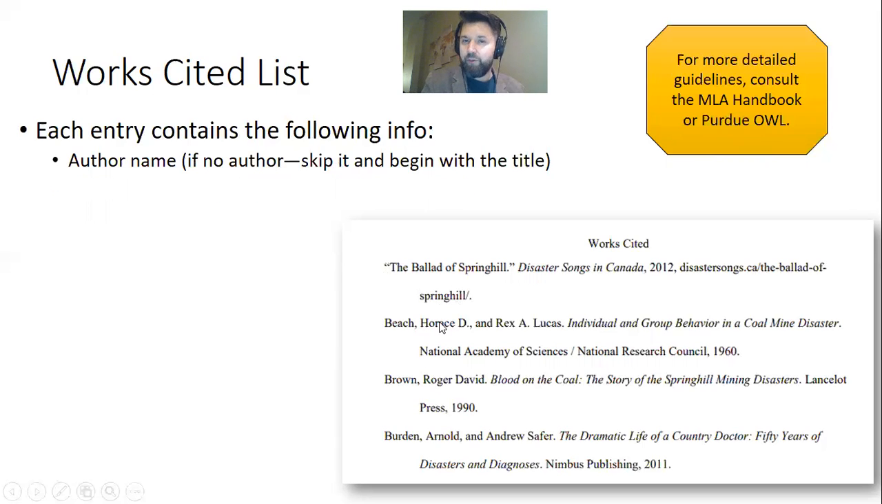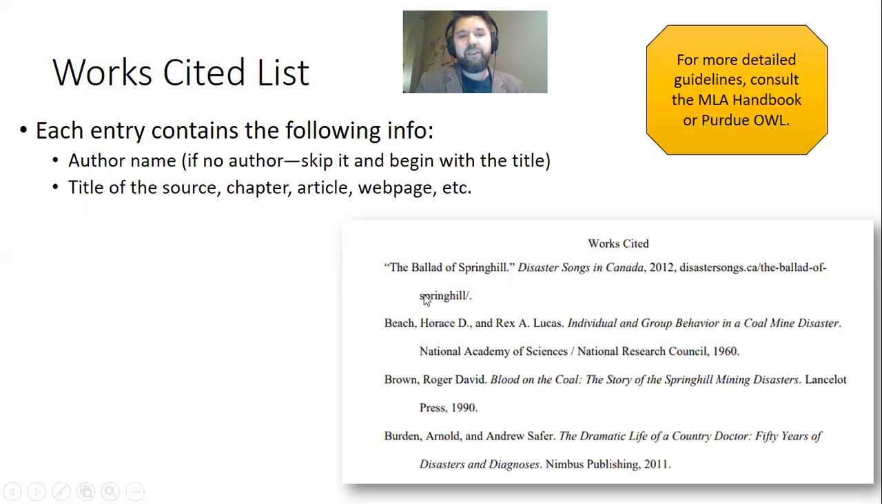One thing about the author name too, if you have a source that has two or more authors, notice that the first person's name is arranged like that, Beach, comma, Horace D., but every other name in the entry is just going to be first last. It's going to be ordinary, Rex A. Lucas. That's maybe confusing because Lucas could be a first name or a last name. Here it is a family name. Take a look at another example down here, Burden, comma, Arnold, and Andrew Safer. So these are two people named Arnold and Andrew, and they wrote this book together. So Arnold Burden and Andrew Safer, this is how it would be written.